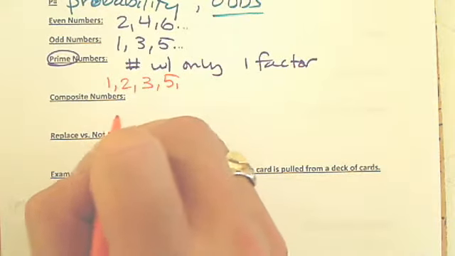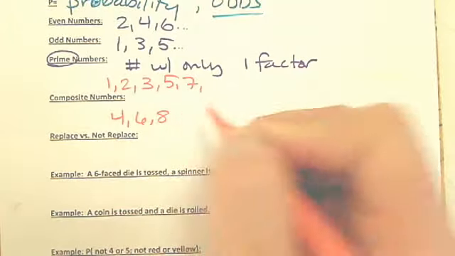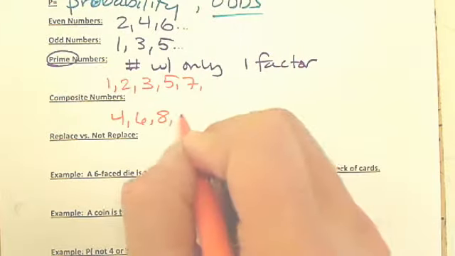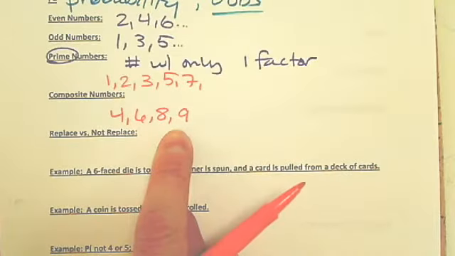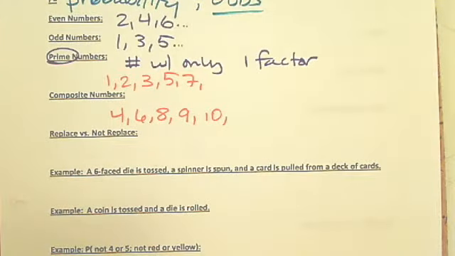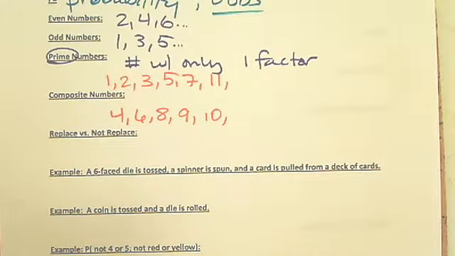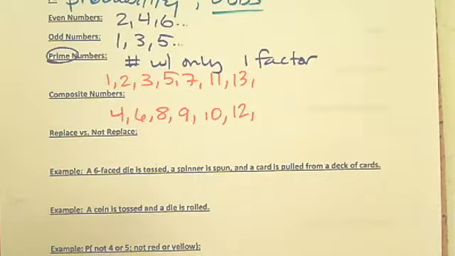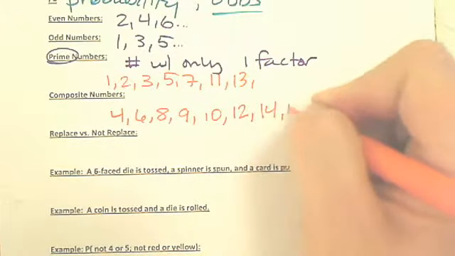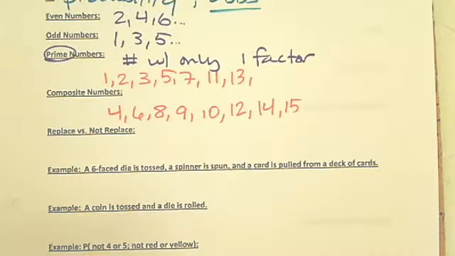So we know we have 4, we have 6. 7 is prime. 1 times 7. 11. Is 8 prime? No. 8 times 1, 4 times 2. 9? 9 is composite. It has more than 1. 10? 10 is also composite. It has more than 1. 1 times 10, 2 times 5. But 11 is prime. 12? Composite. 13? 14. And then do you see where I'm going with this? One factor, many factors. 1 times 1 and all that stuff.